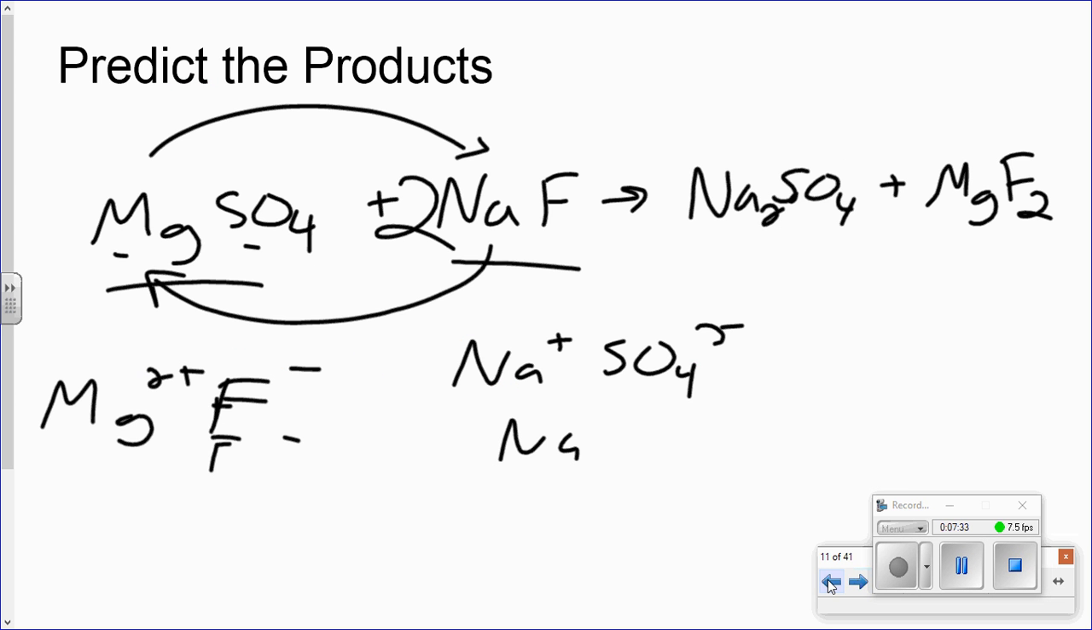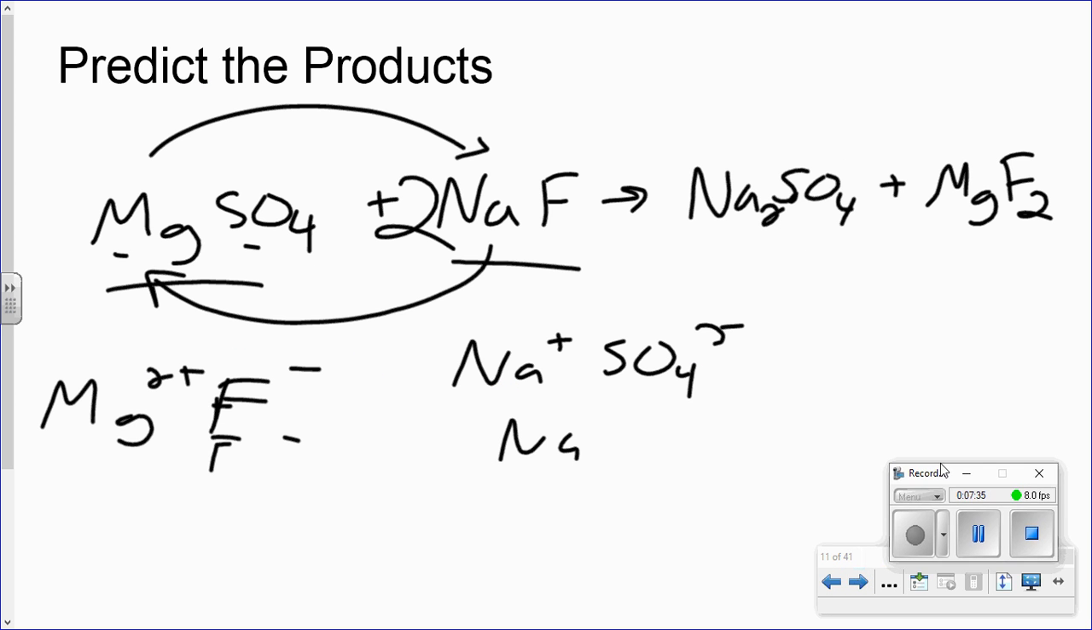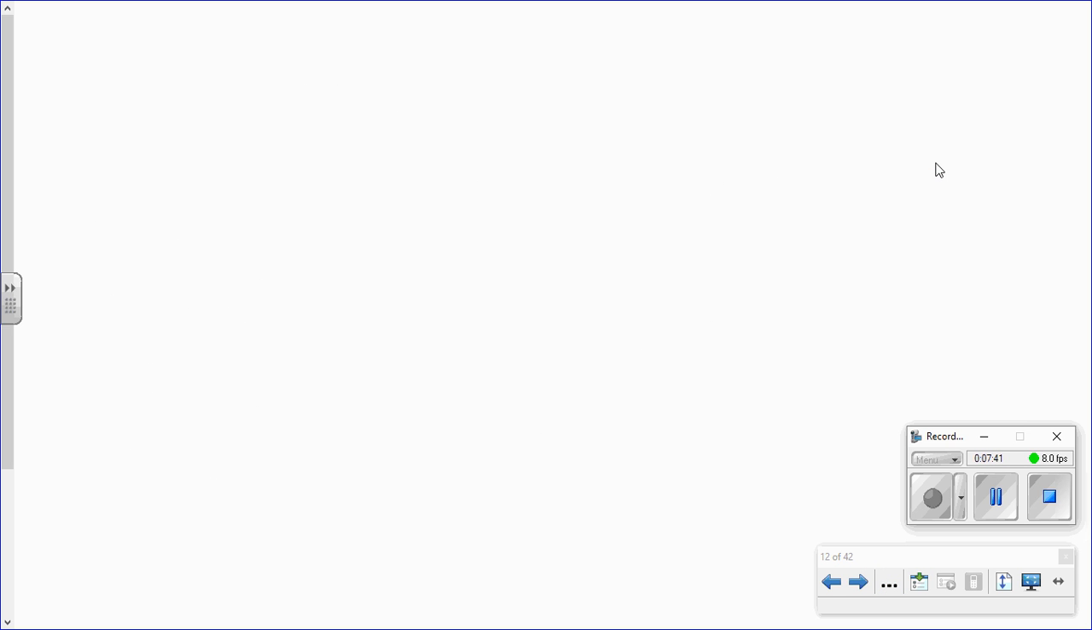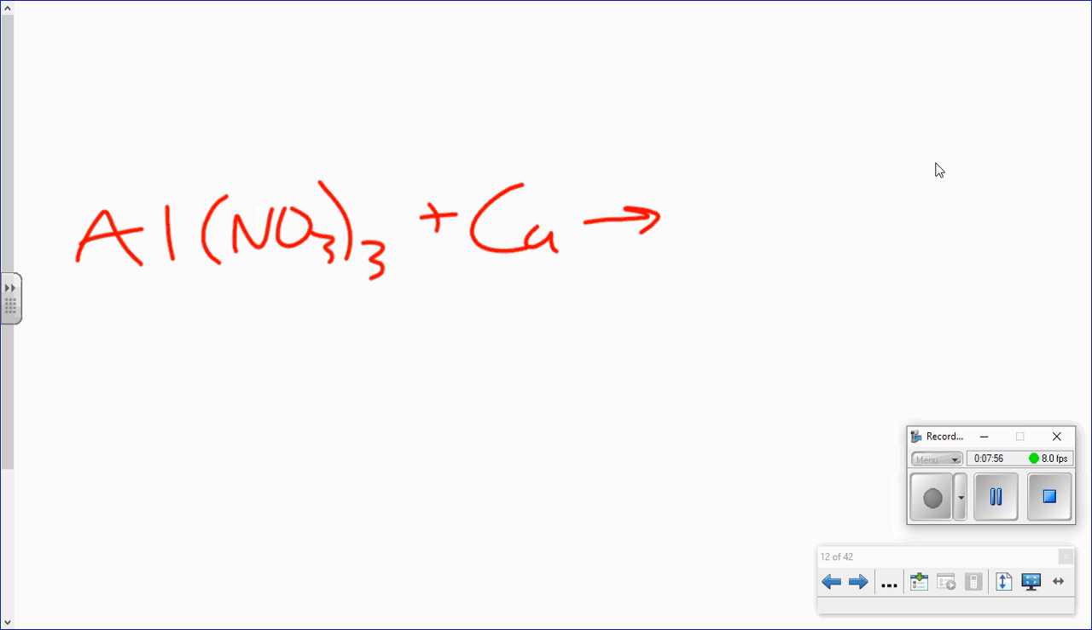I'm going to do one more. I just decided it right now. So let's add a slide here. See if you could do this one all by your lonesome. Let's see if I have, let me go with this one. Aluminum nitrate plus calcium metal. Calcium, that's Ca. Okay? So pause if you need to.